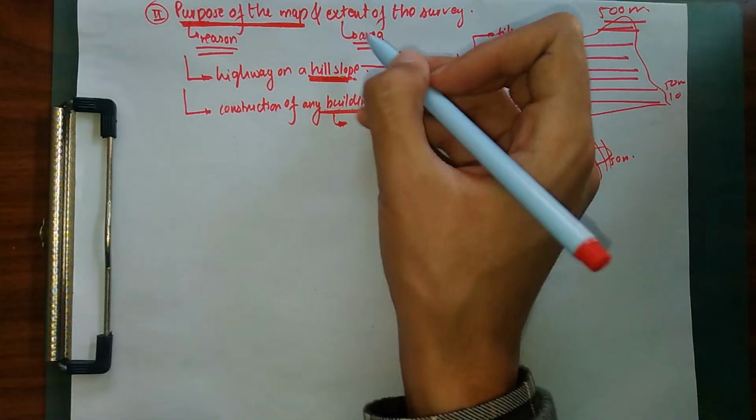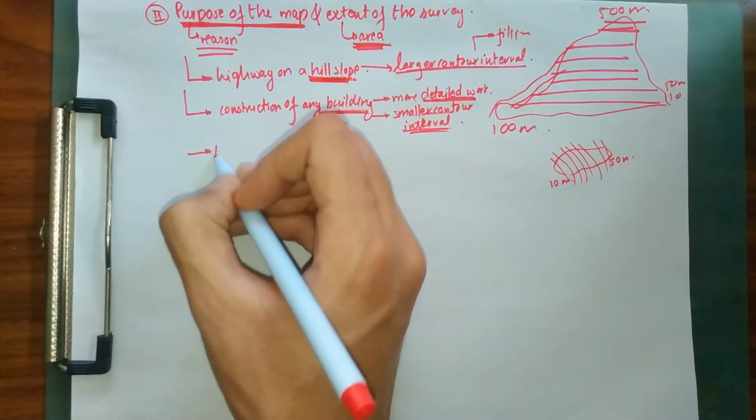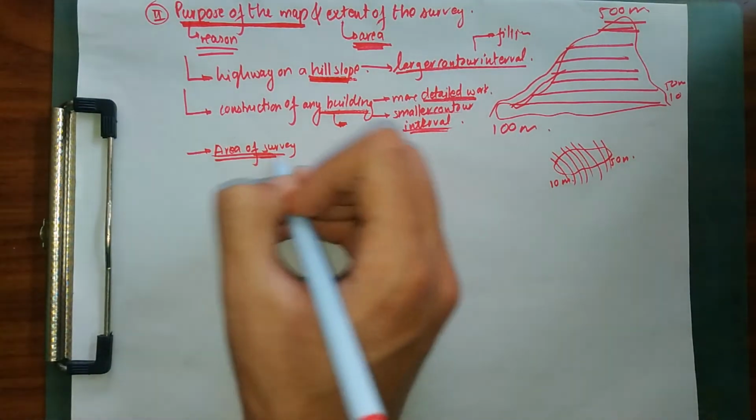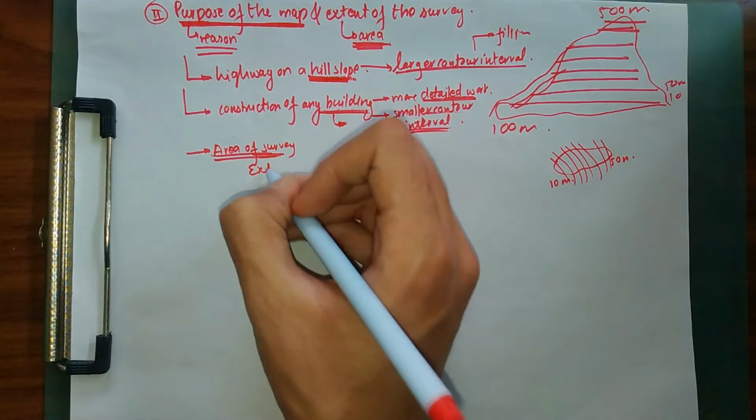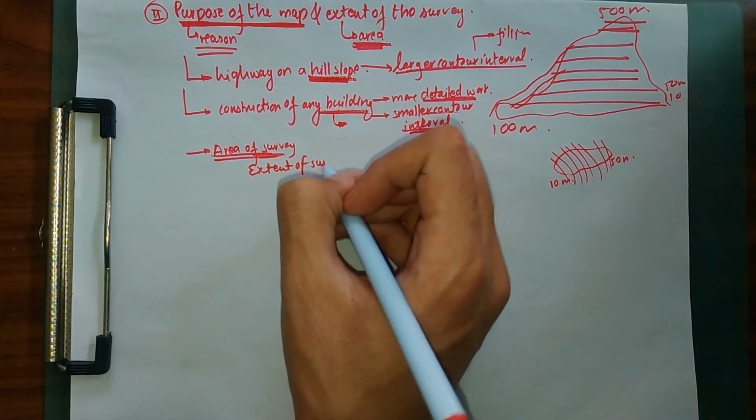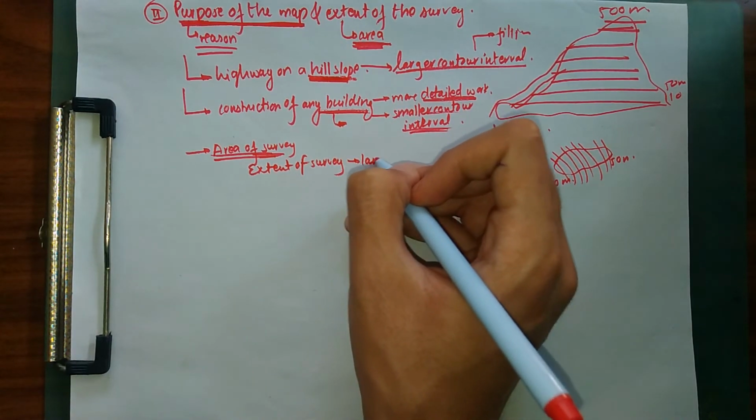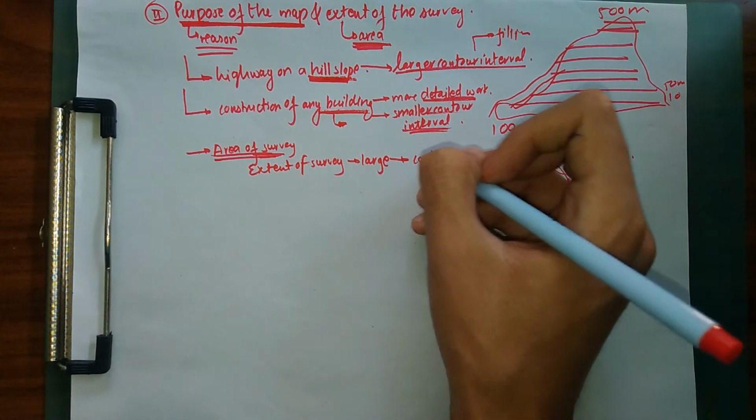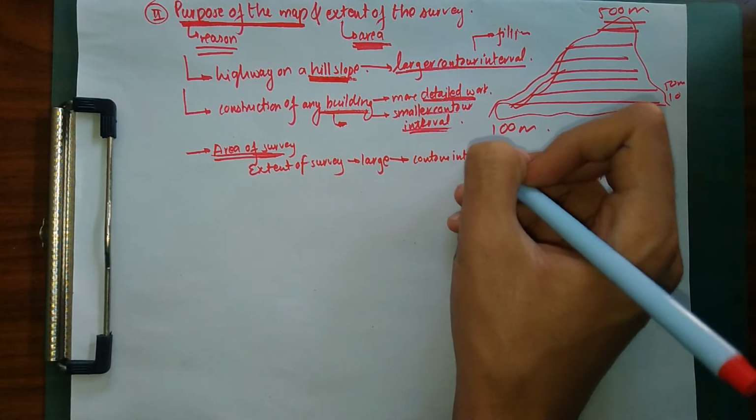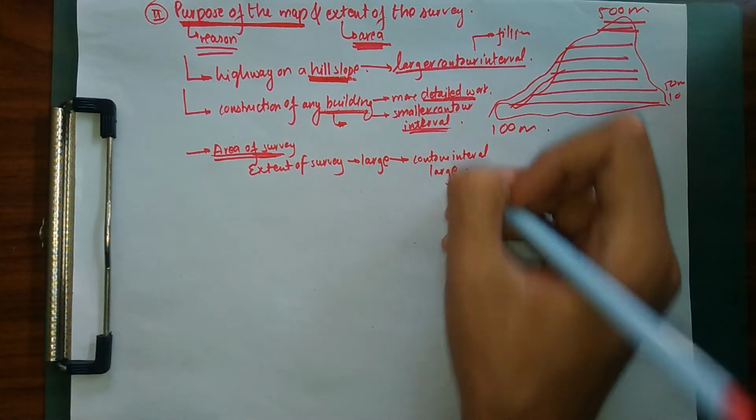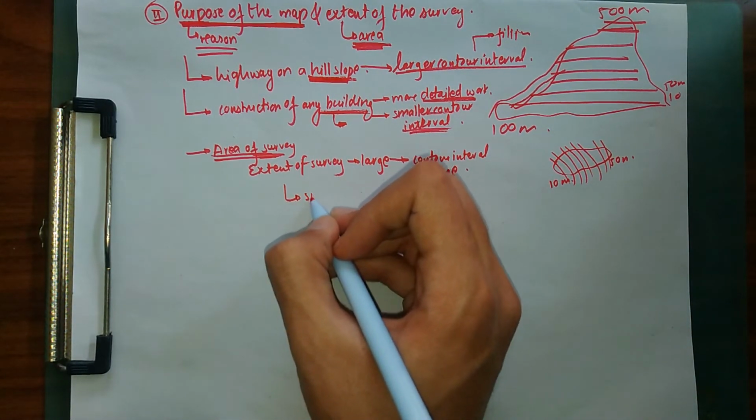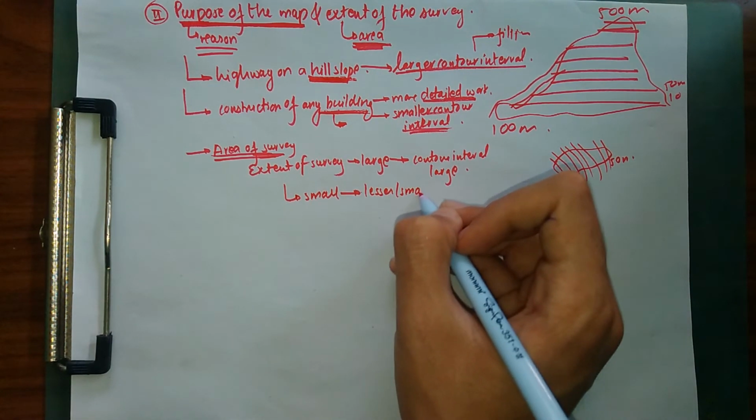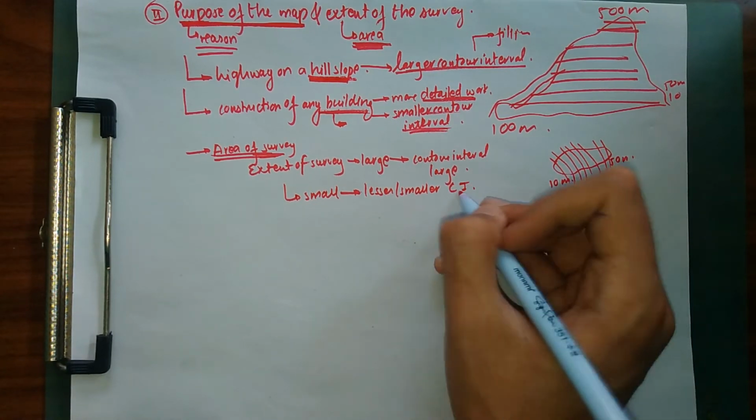Next is the extent of the survey. Extent simply means the area of the survey. I've already explained this before. Where the extent of the survey is large, which means we are covering a huge area, in such cases our contour interval is also going to be large. But in small areas where the extent of the survey is small, in that case we are going to be using a lesser or smaller contour interval. So let me give an example.